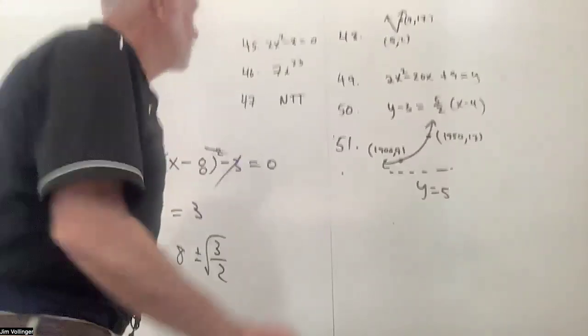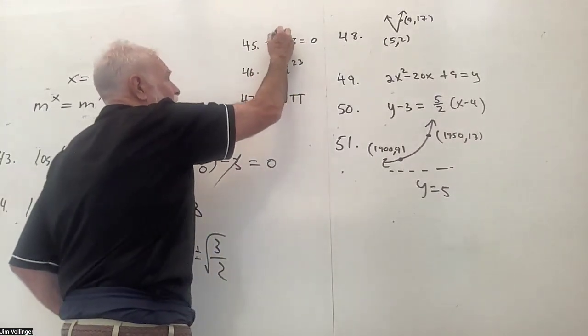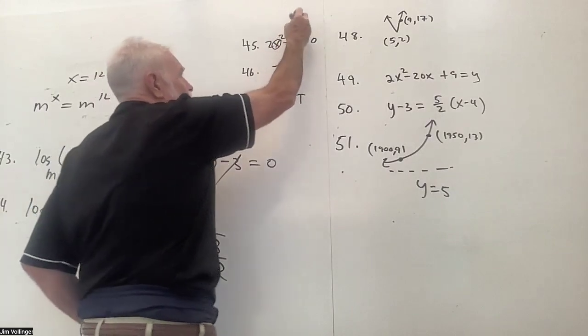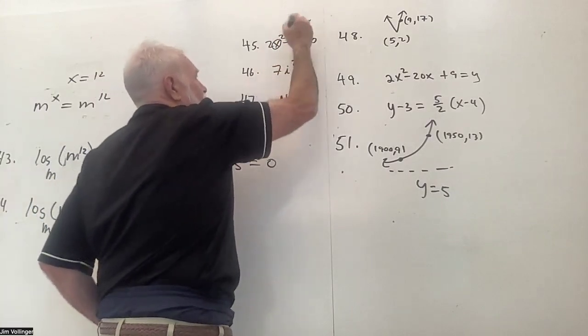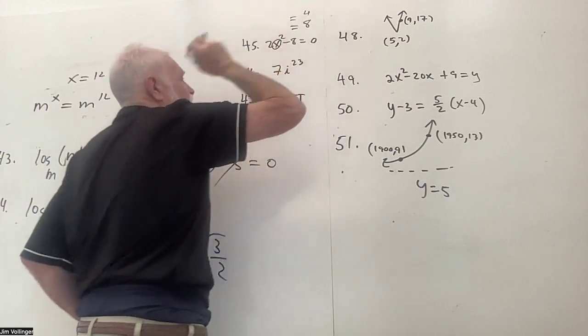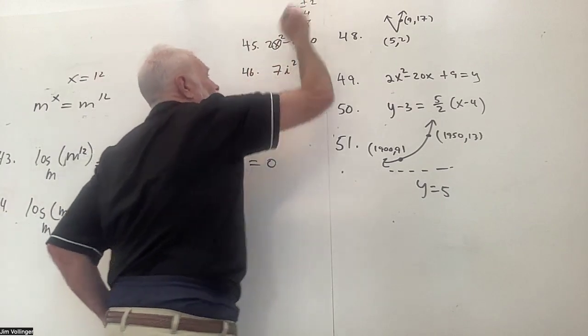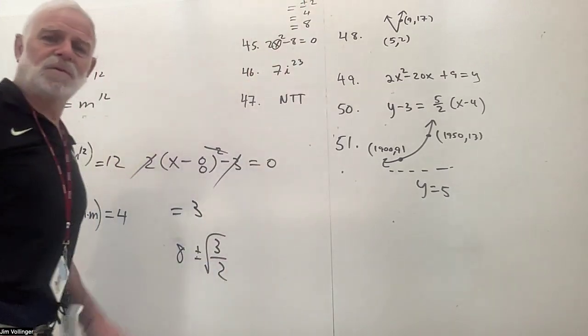2x squared minus 8 equals 0. Almost getting there. Well, when you've got just one variable surrounded by mathematical operations, do the inverse. Subtraction of 8 becomes addition of 8. Multiplication by 2 becomes division by 2. And square rooting requires a plus minus, and it's going to take you weeks to learn that.